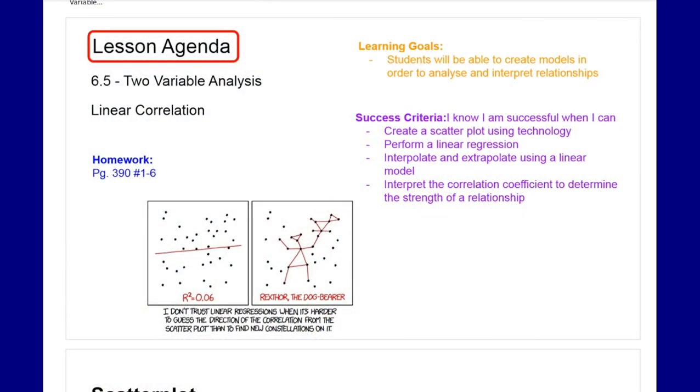In today's lesson, we are going to be moving on from one variable analysis to two variable analysis. And we're going to be focusing on linear correlations. So we're going to look at what linear correlations can tell us, how we can use it, and then we'll go through an example where we actually have to do one ourselves.